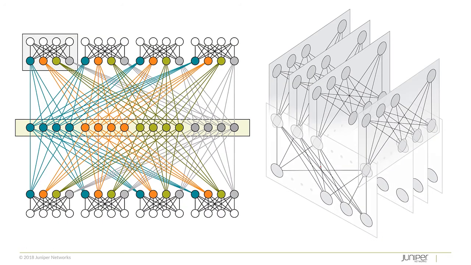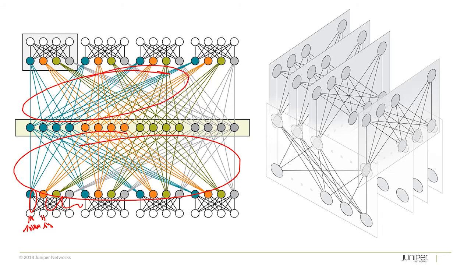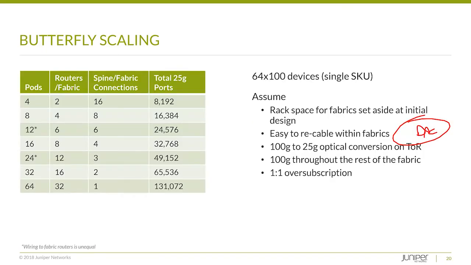Note that the rest of my fabric, just to show you again, is I have 100 gig ports down here that I'm splitting out into 25 gig. Everything in the rest of the fabric is all 100 gig. This allows me to do one-to-one oversubscription in the fabric if I want to.